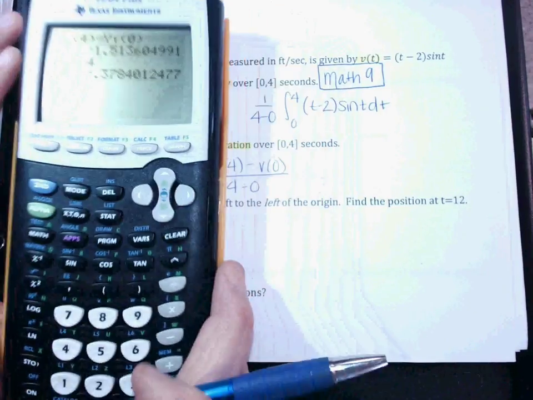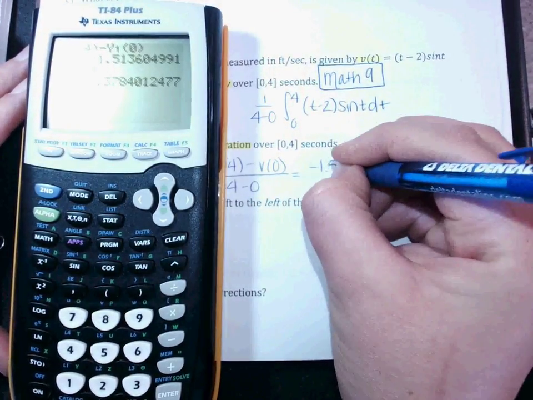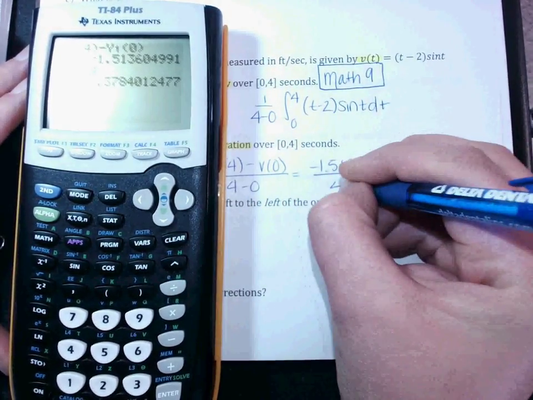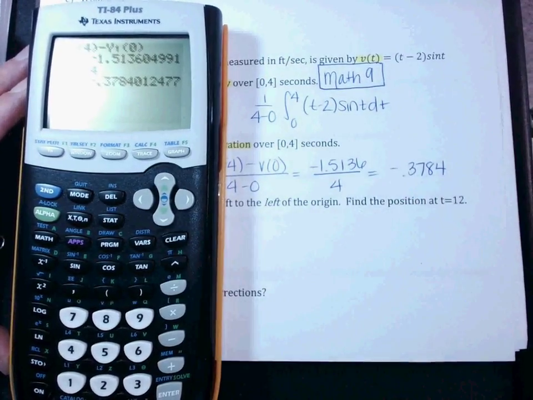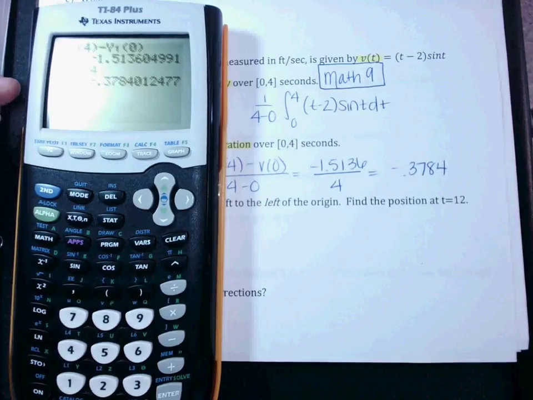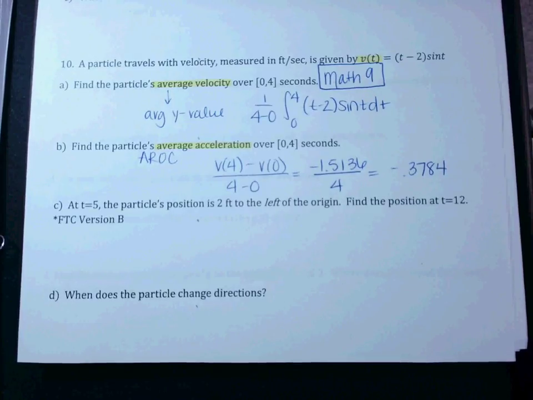So you would get negative 1.5136 over 4, which is negative 0.3784. See that? Sure. Alright, part C is going to be a version B, but you know how to do it.